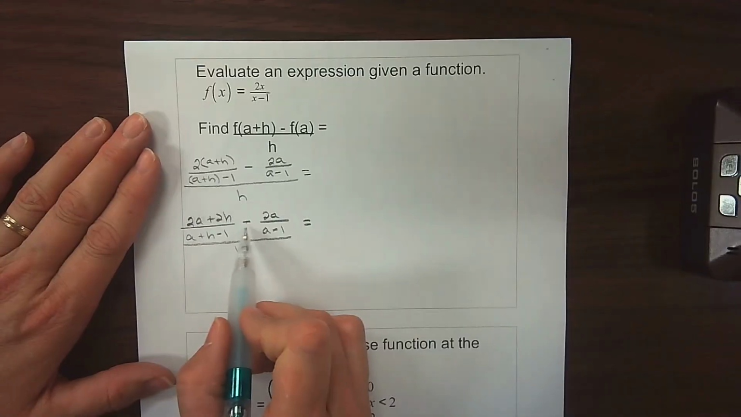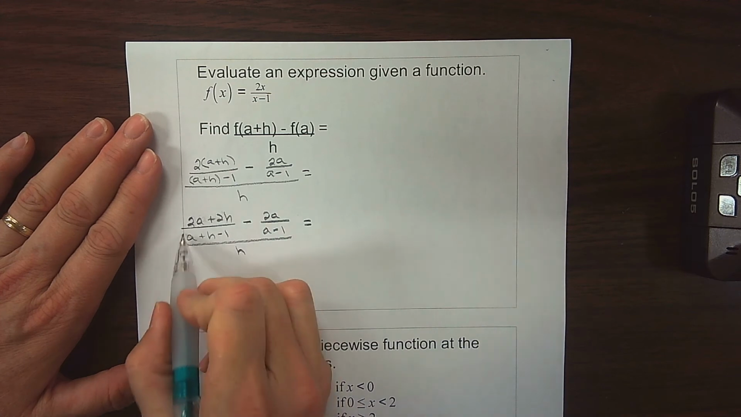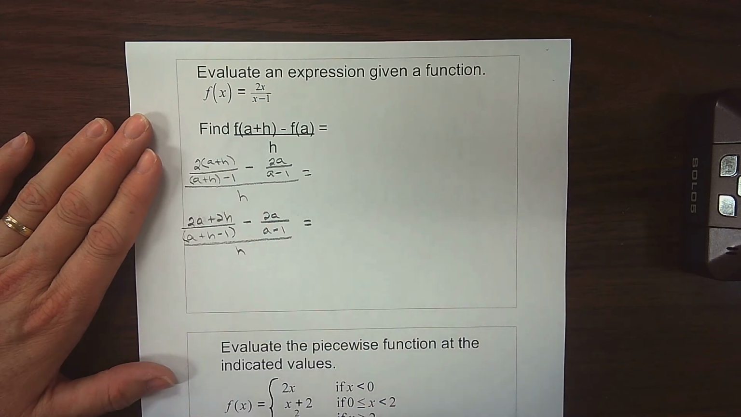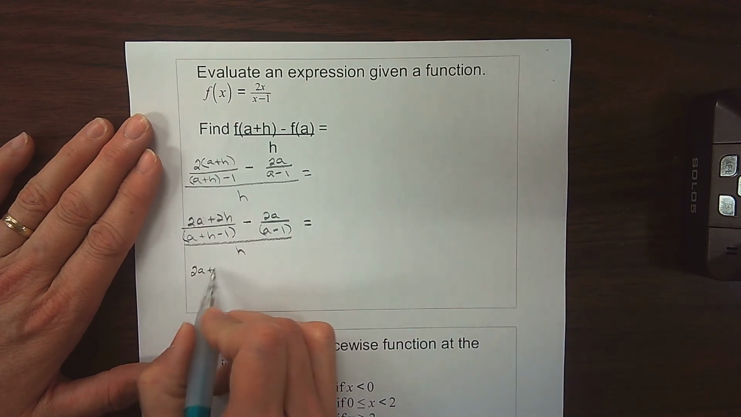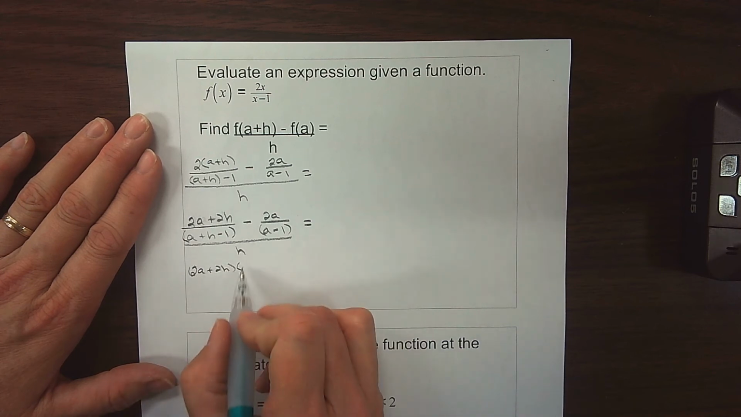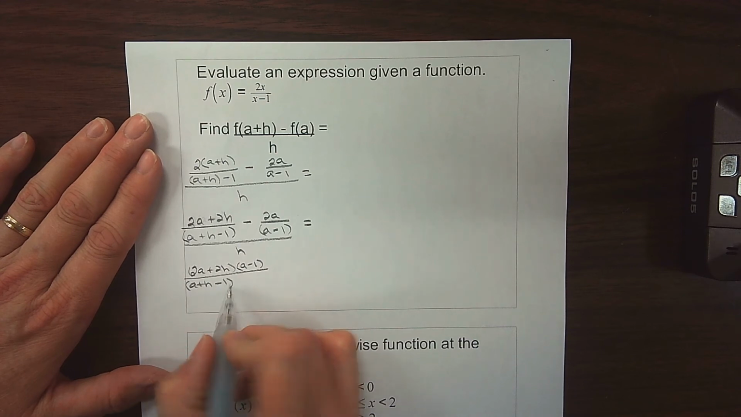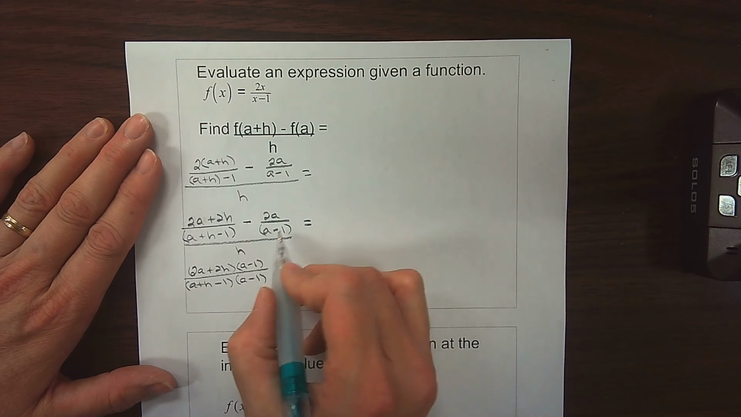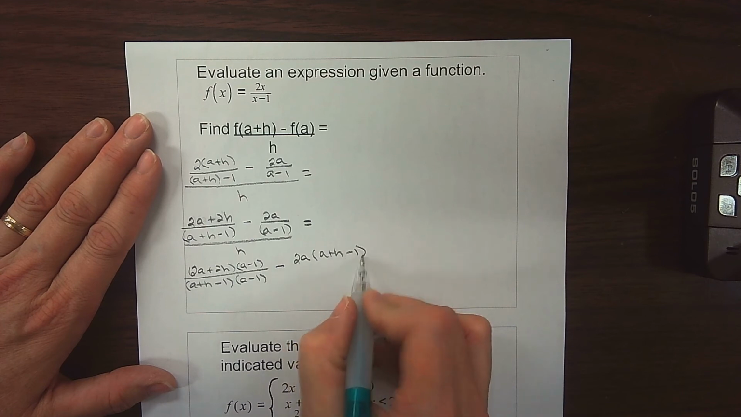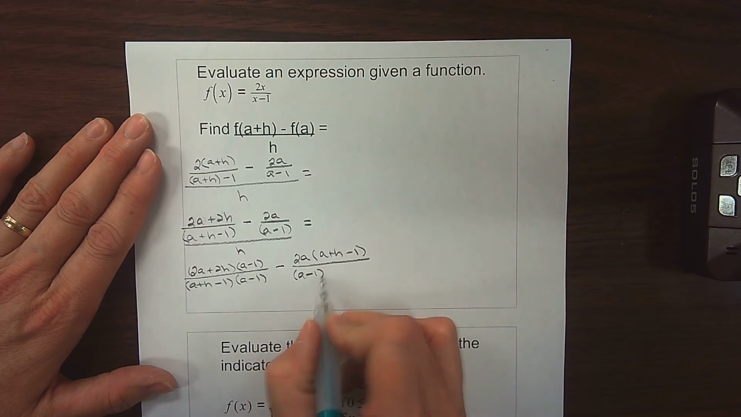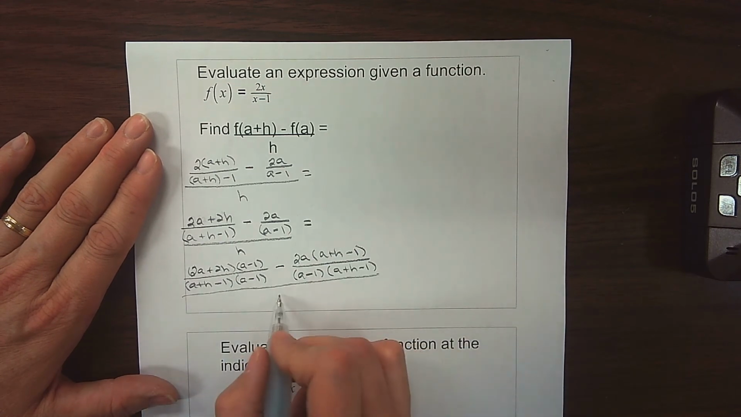Now, in order to be able to do this subtraction, you guys know we have to have a common denominator. So that means that I need a factor of a plus h minus 1 and a factor of a minus 1. This first fraction will need to be multiplied by a minus 1 on the top and on the bottom. This second fraction will need to be multiplied by a plus h minus 1. And again, it's on the top and on the bottom. And that is all over h.